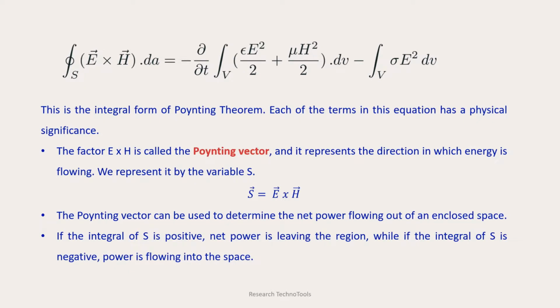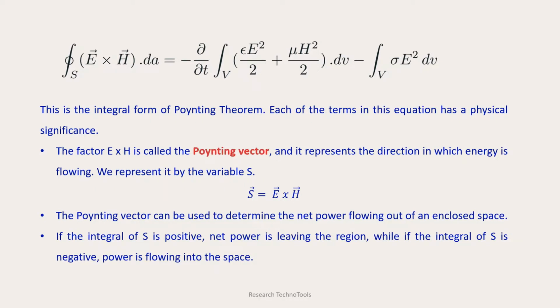and each term in this equation has a physical significance. The factor E cross H vector in the left hand side is called the Poynting vector, and it represents the direction in which energy is flowing. We represent it by the variable S, and S vector equals E vector cross H vector.